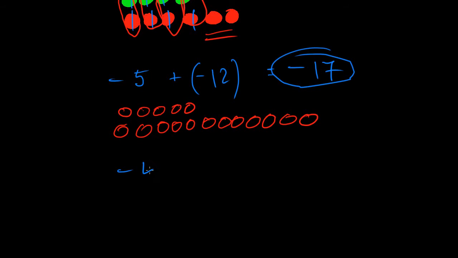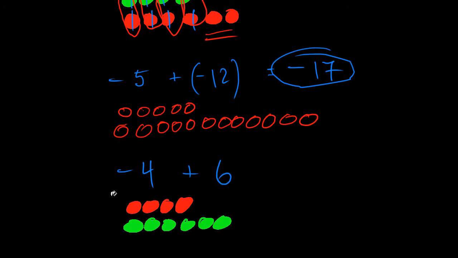One more example, negative 4 plus 6. To add negative 4 and positive 6, you start with 4 negatives, and then combine it with 6 positives. Well, this gives us 4 pairs that cancel each other out of a positive and negative, and 2 positives left over. So the answer is positive 2.